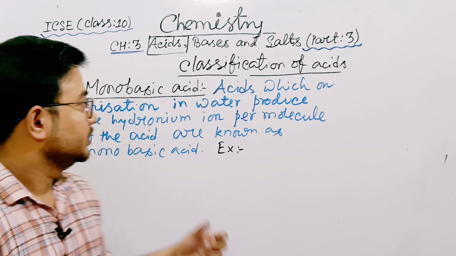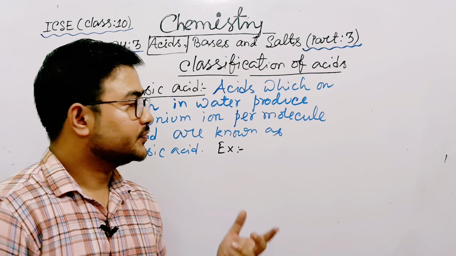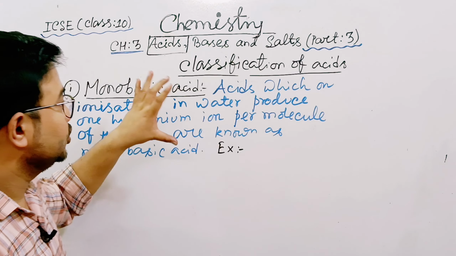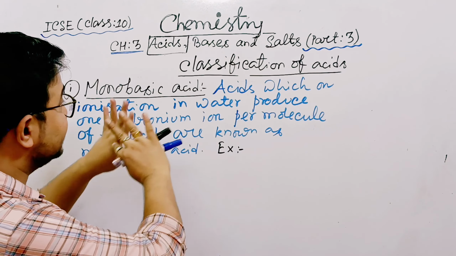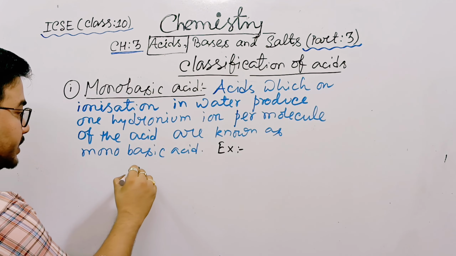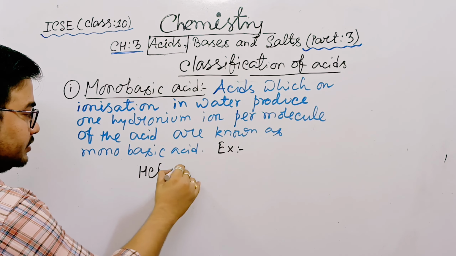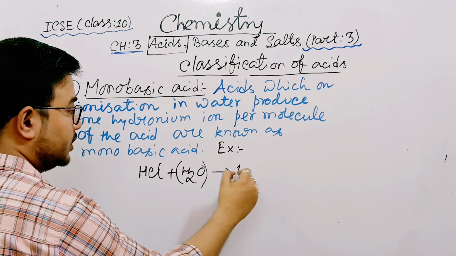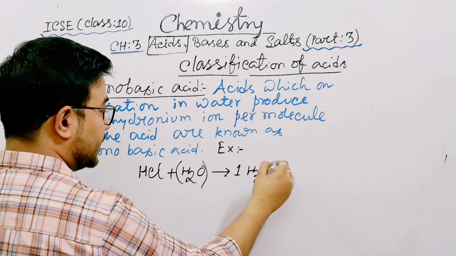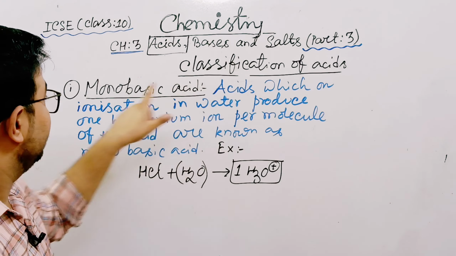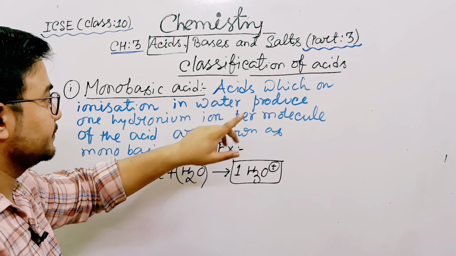Write down the definition of monobasic acid. It is already written. For your better understanding, note it down. I already discussed this concept. Monobasic acid means that when you dissolve it in water, it will produce only one hydronium ion. Now, look at the board. Monobasic acid, this is the definition.